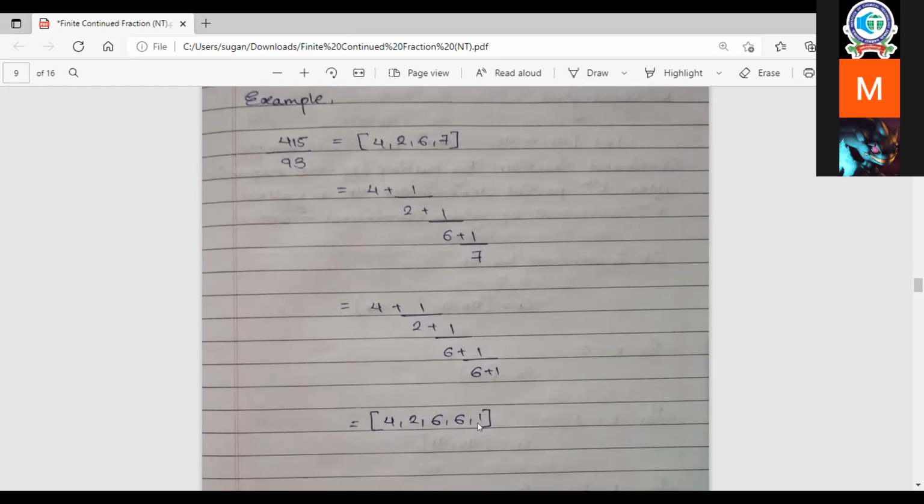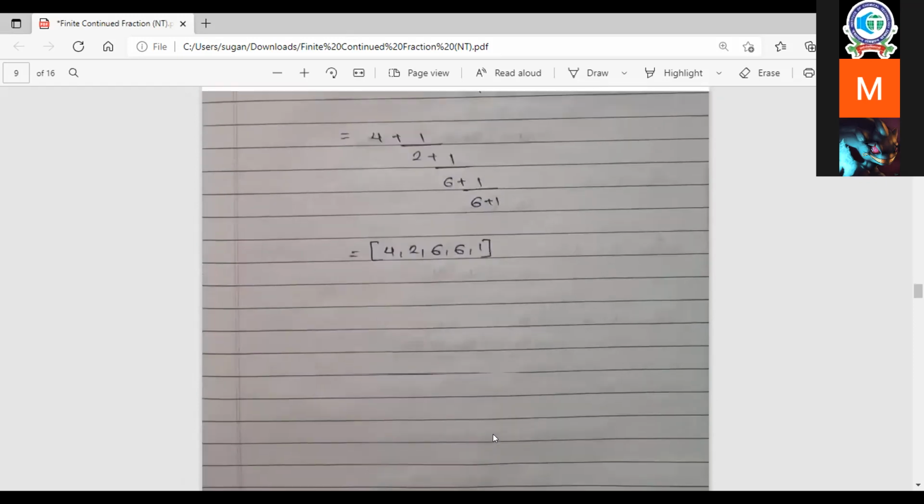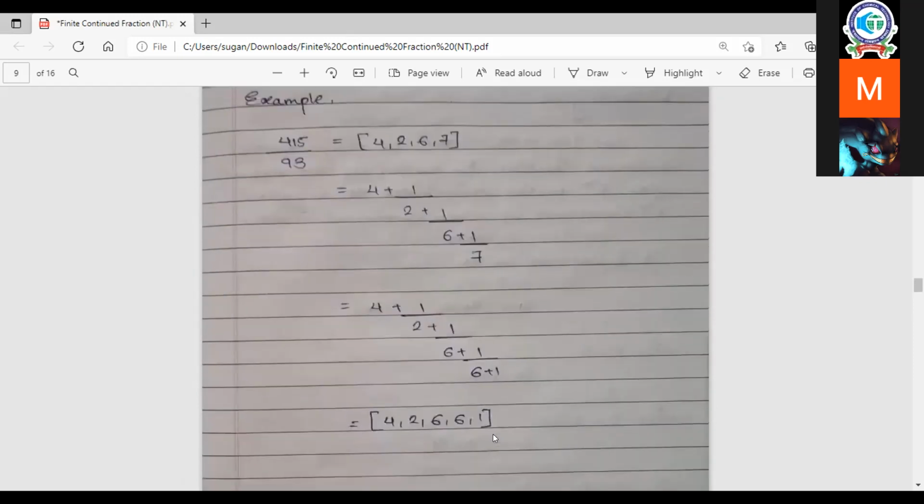4, 2, 6, 6, 1. In general, if you have a continued fraction a naught, a1 up to an, we can always take the last term and write it as an minus 1 comma 1, provided n is greater than 1. So we can write it as an minus 1, an plus 1 and minus 1.